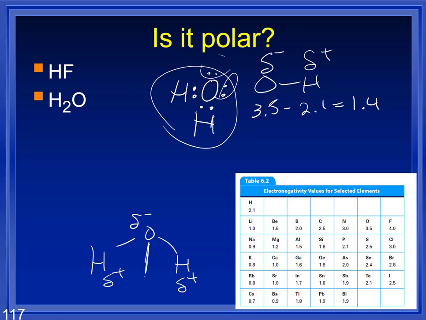With the other one, it actually turns out it goes right up the middle because the two positives on the side cancel each other out. So the charge goes right up through the middle.